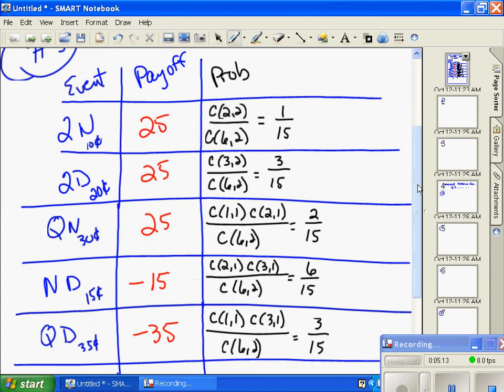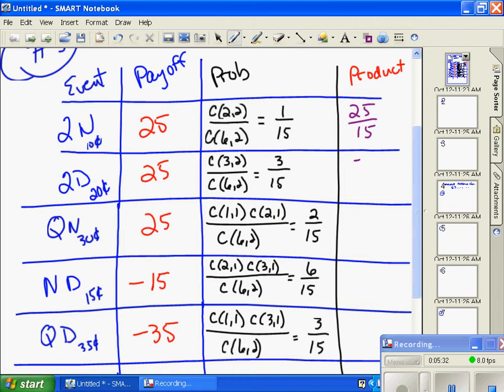Okay, so then I can finish my column there. And the last one is a product, the product of the previous two columns, I mean. So if I multiply 25 times 1 over 15, I'm going to get 25 over 15.